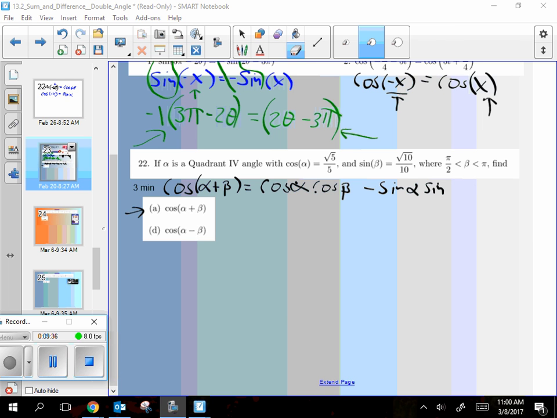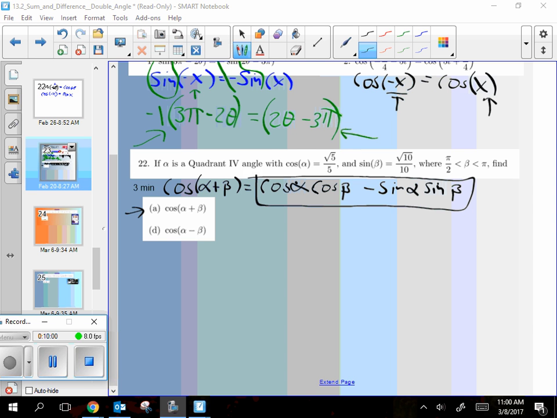Now, I will prove this to you tomorrow, but judging by how little time we have, I need to just kind of plow forward here, not try to prove that this is true. For right now, we'll accept that these are true identities. Okay, so now, if I want to get cosine of alpha plus beta, I got to do all this.